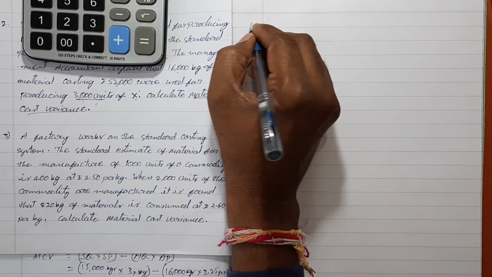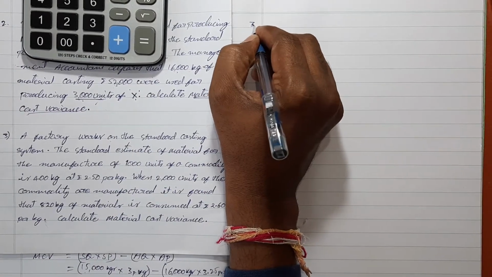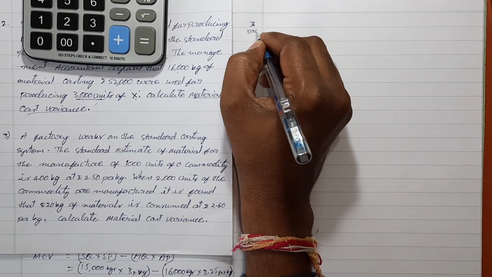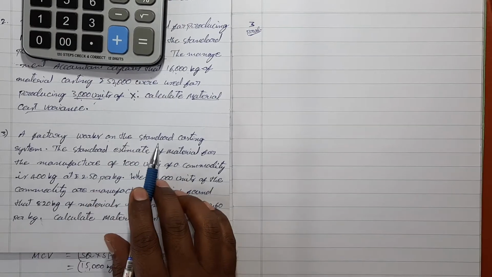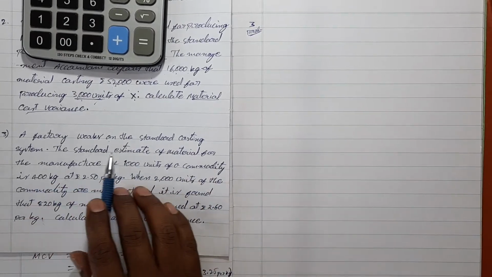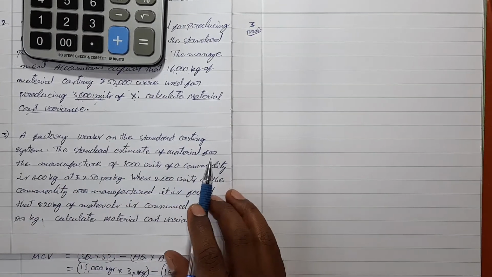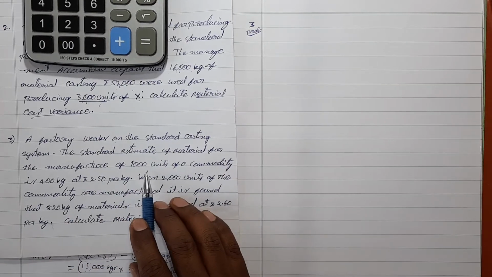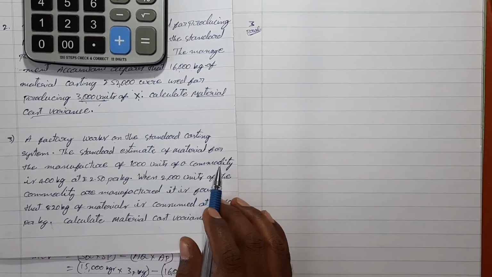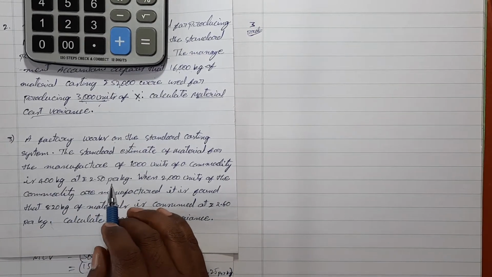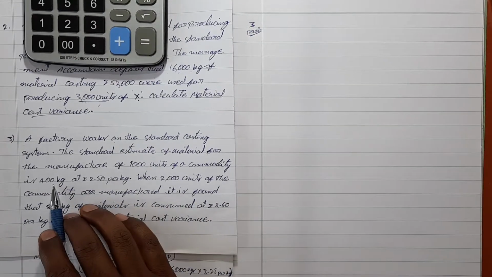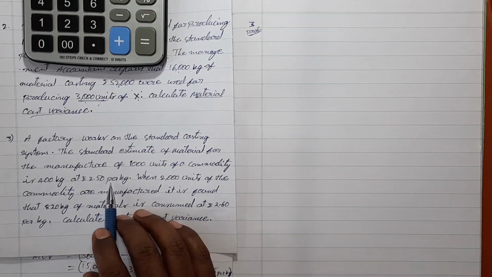Next, problem number 3. A factory works on the standard costing system. The standard estimate of material for the manufacture of 1000 units of commodity A is 400 kgs at rupees 2.5 per kg.